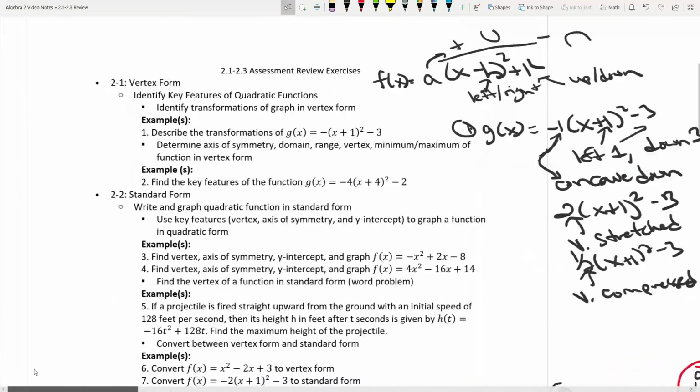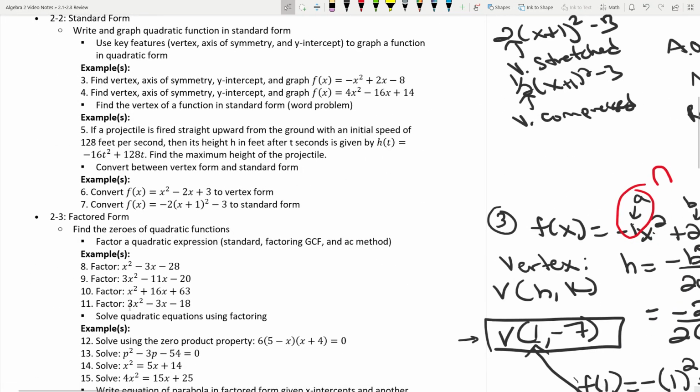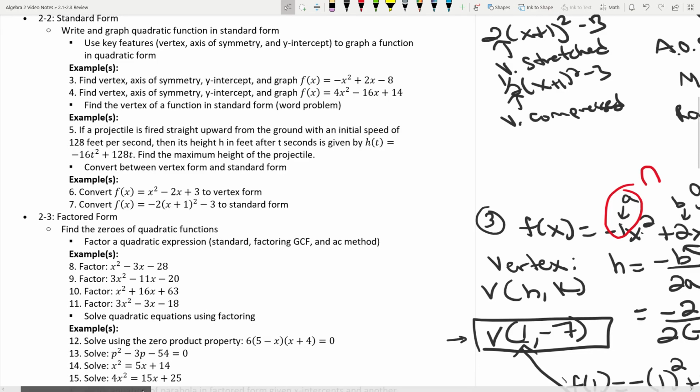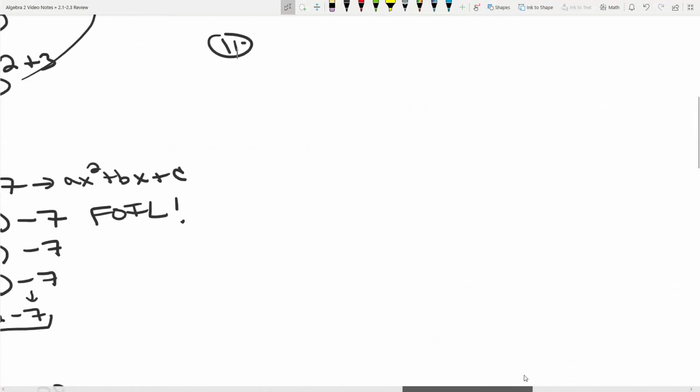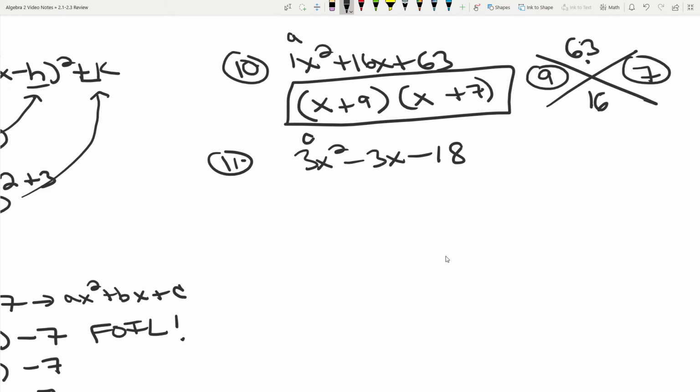All right, number 11. Number 11 is factor 3x squared minus 3x minus 18. So 3x squared minus 3x minus 18. All right, so notice that the a is 3. So you would be tempted to use AC method, right? However, there's an easy way to do this.